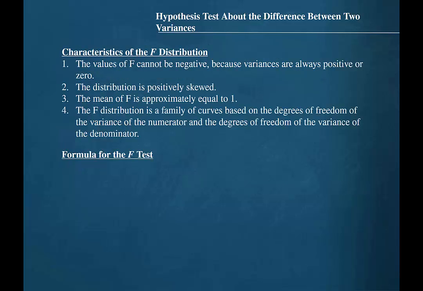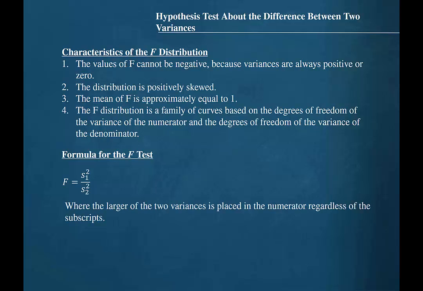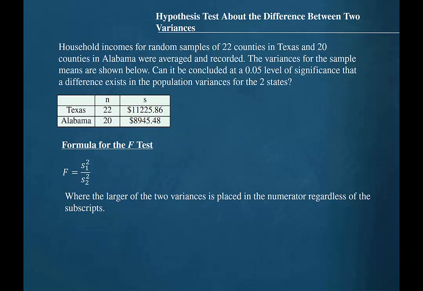In order to find the critical value, we will need to understand a bit about the formula for the F-test. The formula for calculating the F-test value is to divide the sample variance for group 1 by the sample variance for group 2, where the larger of the two variances is placed in the numerator regardless of the subscripts. Looking at our statistics, we can see that Texas will have the larger variance. Therefore, group 1 will be Texas, and group 2 will be Alabama.